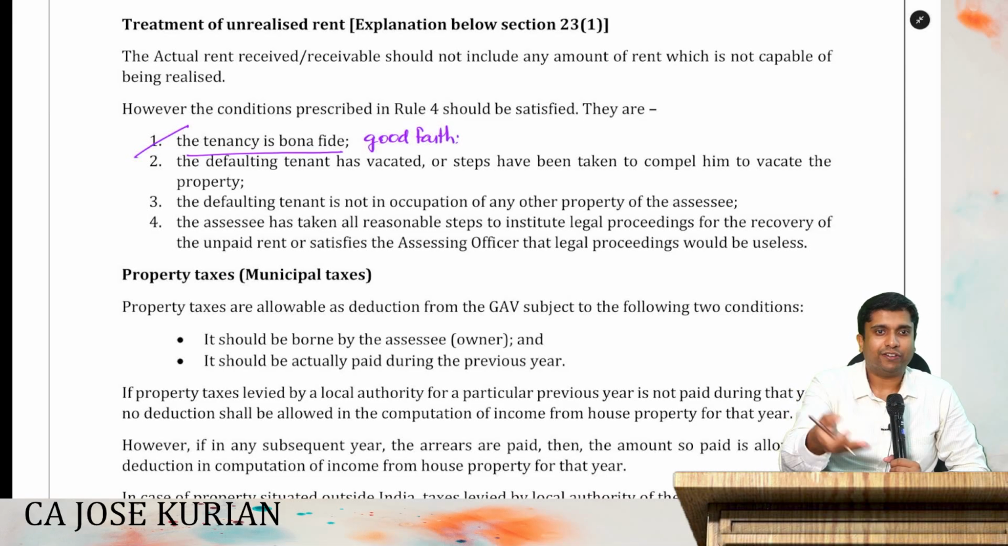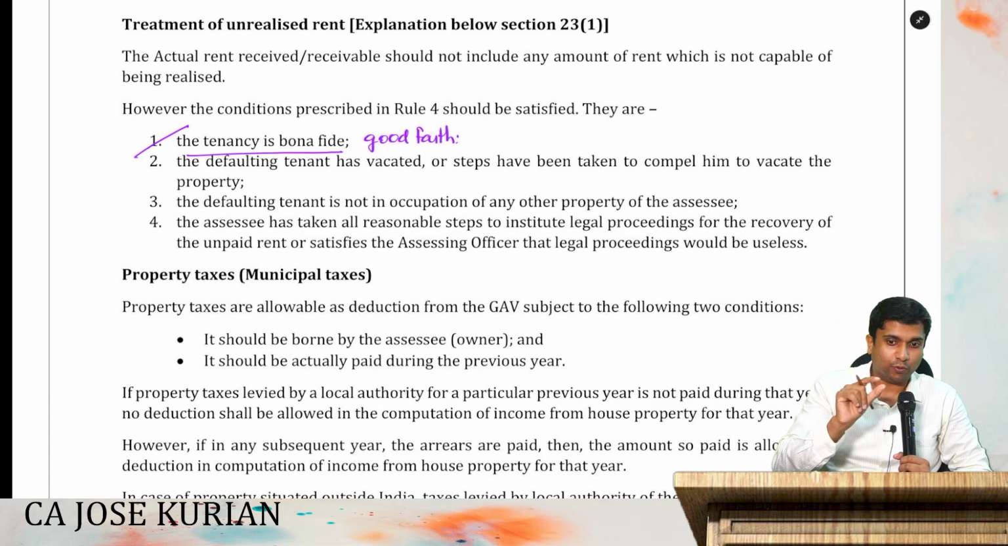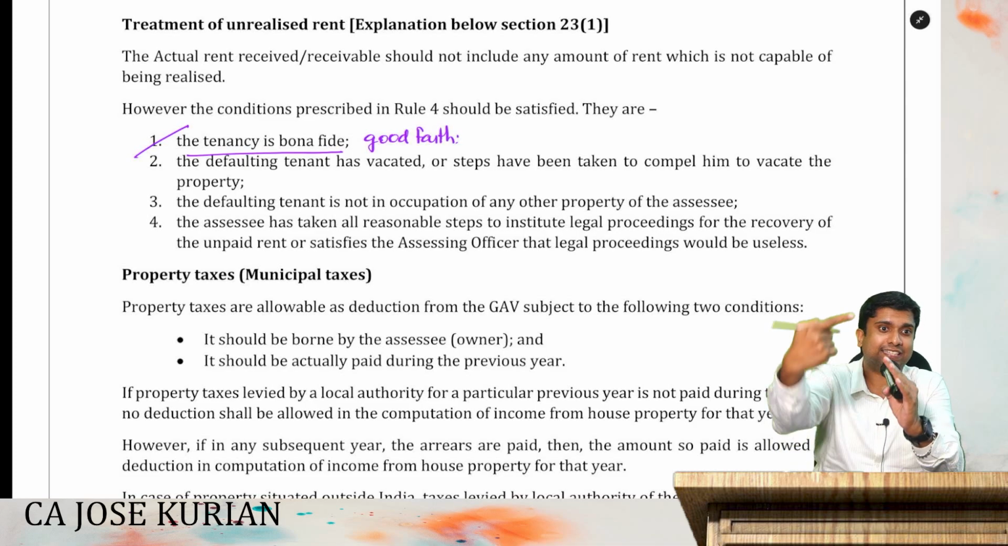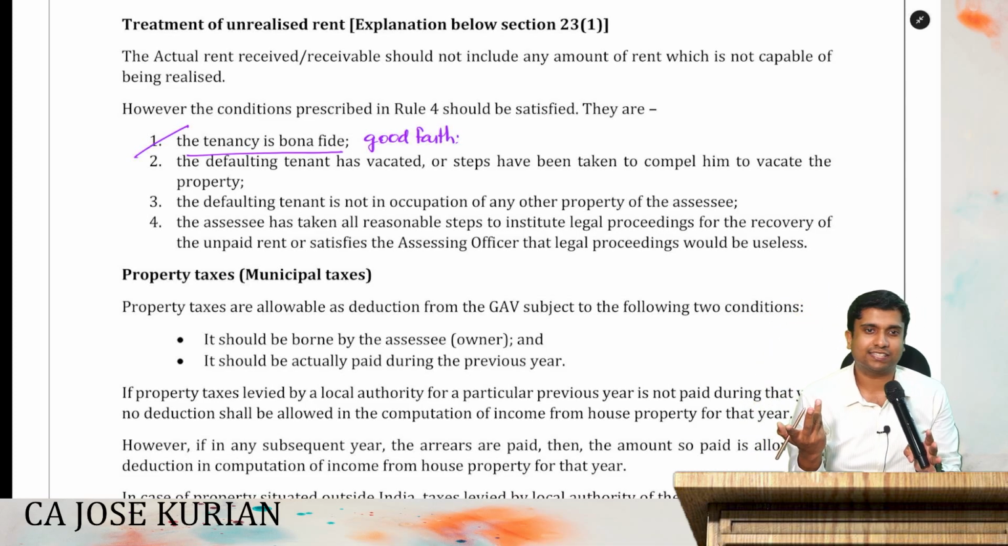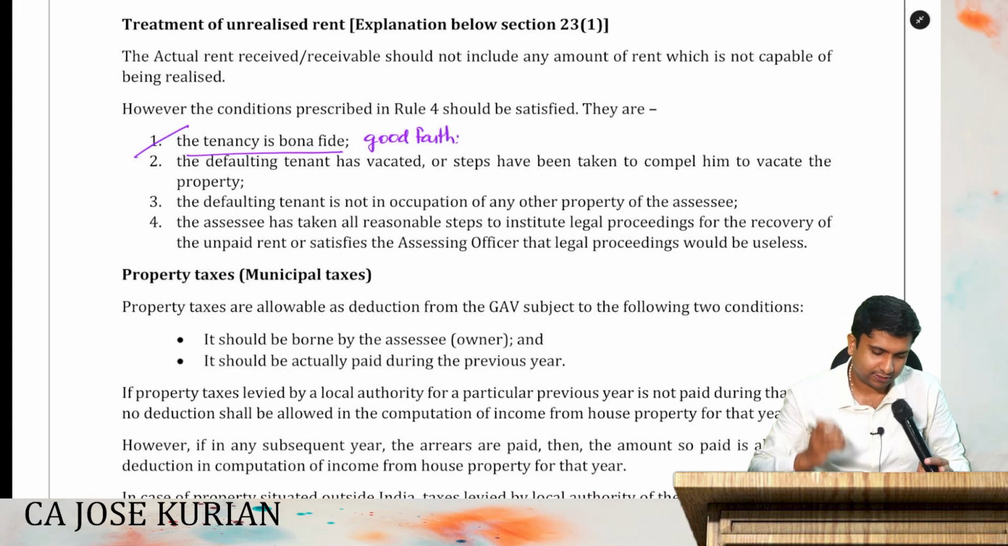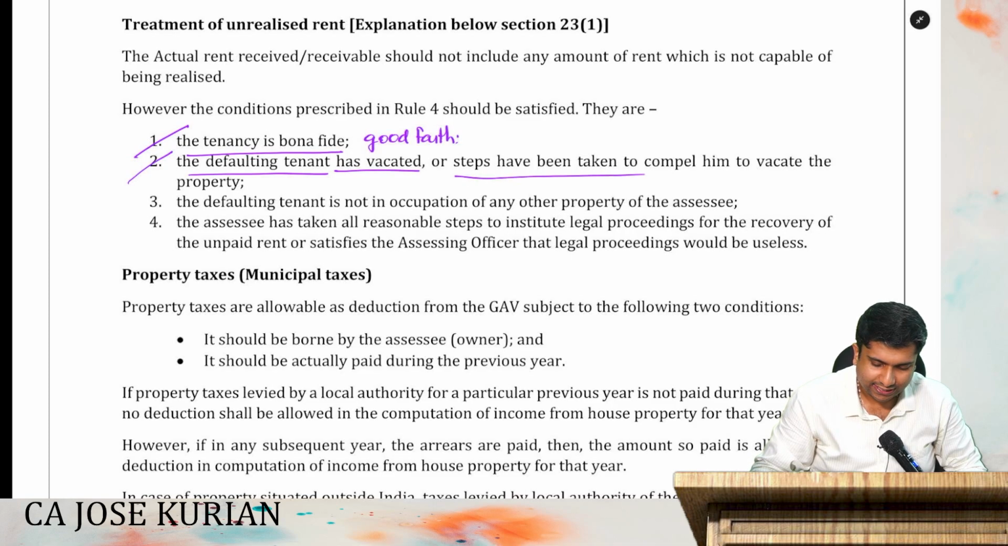In good faith, you have given that property for rent. It is not to deceive the income tax department. You acted in good faith. You were expecting some rent from your tenant, but unfortunately, you are not able to get some rent. It should be in good faith. Now, the defaulting tenant has vacated or steps have been taken to compel him to vacate the property.